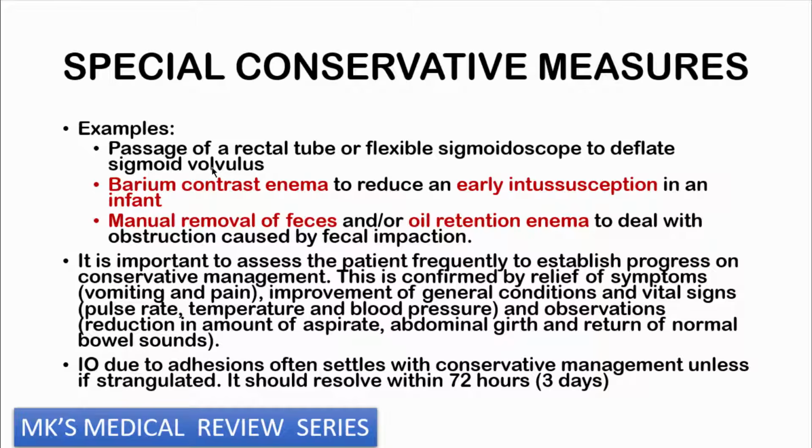There should be a reduction in the amount of aspirate, even the consistency of the aspirate that's coming from the NG tube. The abdominal girth should reduce, so the distension should reduce, and there should also obviously be return of the normal bowel sounds. Then if the intestinal obstruction is due to adhesions, it often settles with conservative management according to my experience, unless it's strangulated or unless there are features of peritonitis, in which case you have to take the patient to surgery.